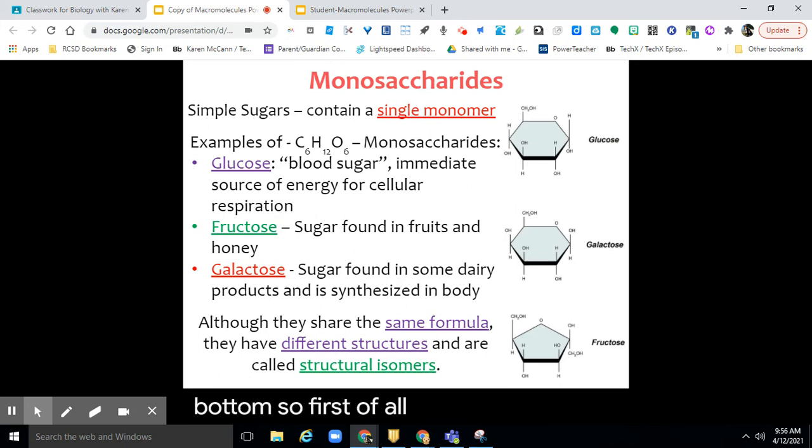So, first of all, glucose is blood sugar. It's an immediate source of energy for cellular respiration. It's actually in your blood and it can be measured. Especially people that are diabetic have to measure their blood sugar. So, glucose travels around in your blood to your cells so that your cells can get energy immediately from the glucose. Fructose is a sugar found in fruits and honey. And galactose is a sugar found in some dairy products and is synthesized in the body.